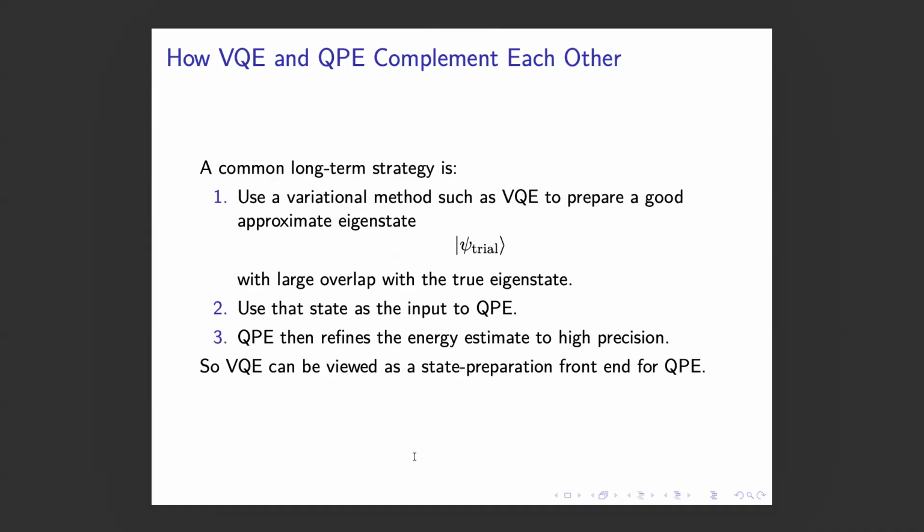The way they are often used together is actually a kind of strategy, and it could be a strategy for the second project. It is to use a variational method such as VQE to prepare a good approximate state with large overlap with a true eigenstate, and then use that state as an input to the QPE, and the QPE then refines the energy estimate to high precision. So you can use the VQE state which you get as an ansatz in the QPE calculations.